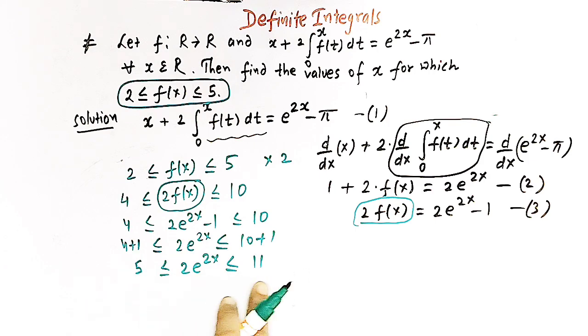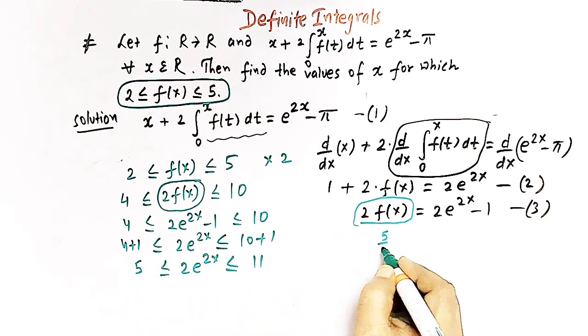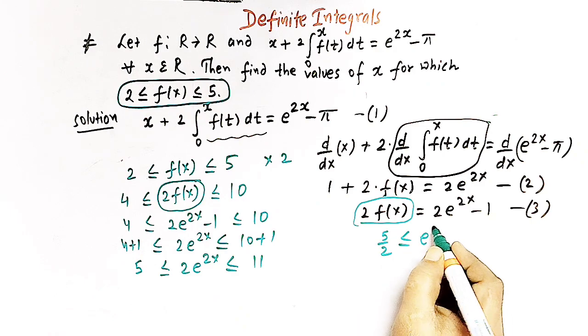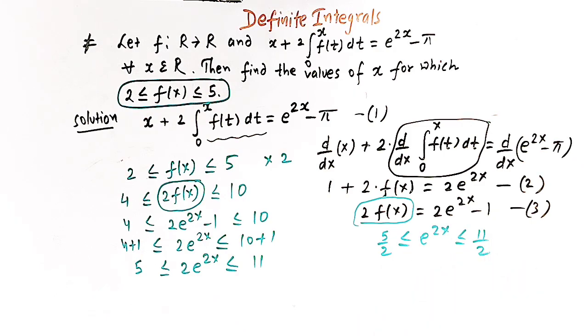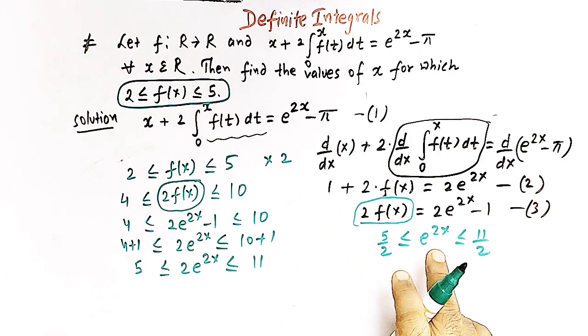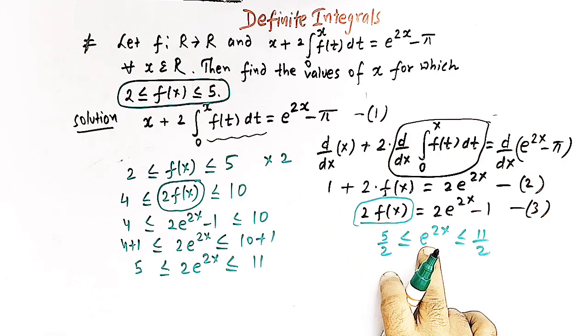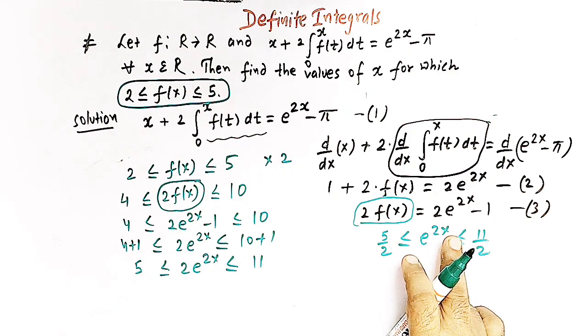Now dividing throughout by 2, we have 5 over 2, and here we have e raised to 2x, and here we have 11 over 2. So now we have this inequality involving the exponential function, right? So now we have to get rid of this exponential function, and we have to simply find out x.